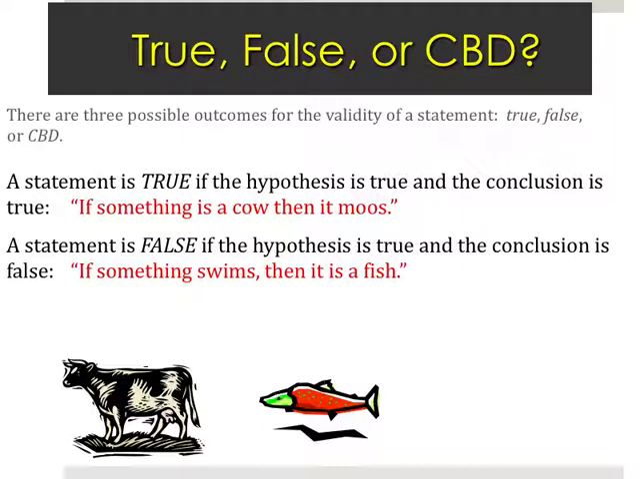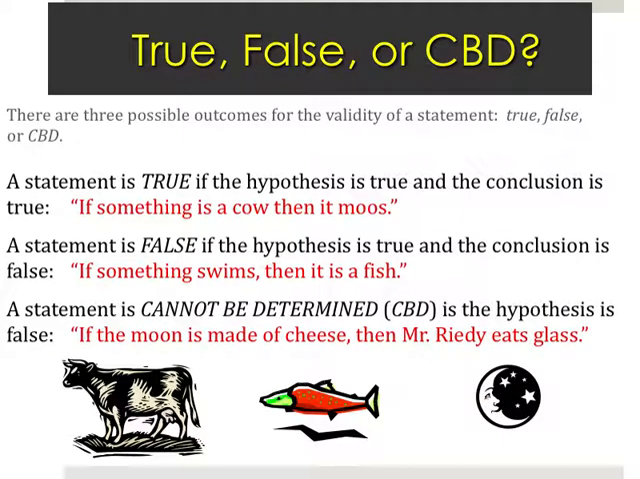Okay, now here's the weird part. CBD: cannot be determined. There are instances where you cannot determine if it's true or false. So you can pretty much tell me what that is because you're all fairly bright. If the hypothesis is true and the conclusion is true, it's true. If the hypothesis is true but the conclusion is false, then it's false. What would cannot be determined be? If the hypothesis is false. If the hypothesis is false, then you can't make a decision on whether it is true.